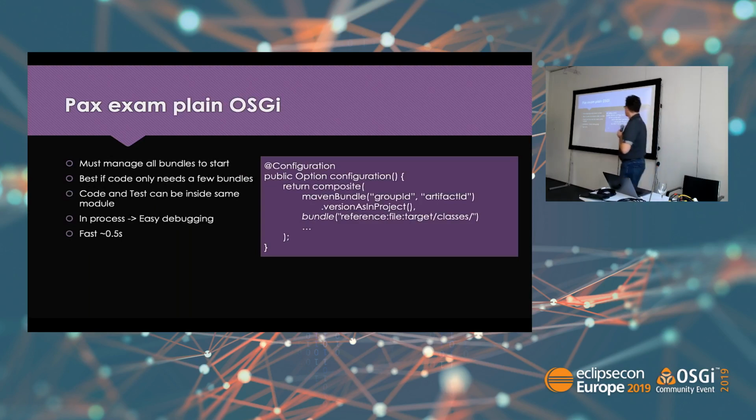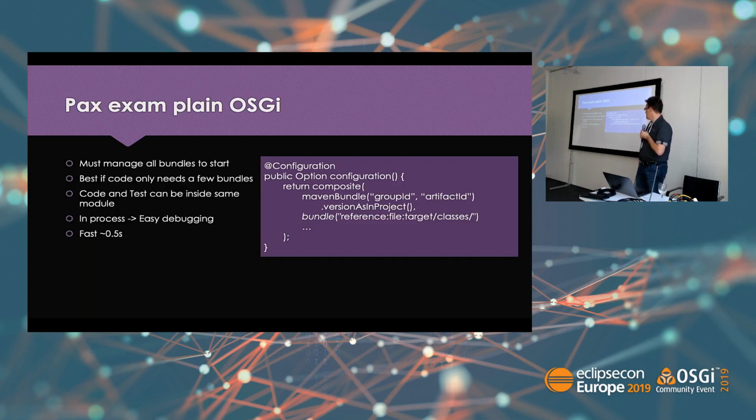Then in plain OSGi, it looks like this. You define typically mavenBundle with group ID, artifact ID. You can also use version, or what is better is to use versionAsInProject. You need another Maven plugin to make this work. Then it basically exports all the versions of your Maven dependencies, and you do not have to repeat the version inside your @Configuration, because this could diverge from what you set in Maven, and that's not a good idea.